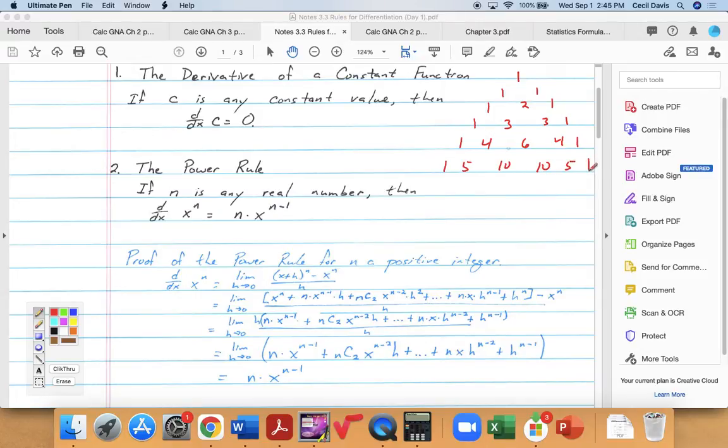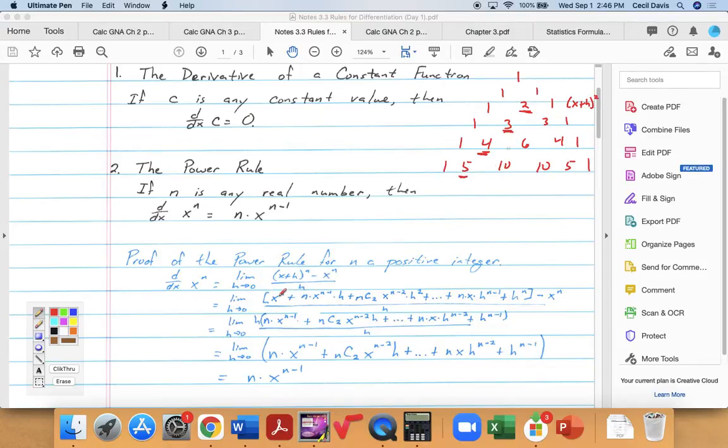Okay. So notice that when you're squaring x plus h, the second term's coefficient is going to be 2. And when you're cubing it, the coefficient is going to be 3. And if you raise it to the 4th power, the coefficient is 4, et cetera. So notice that that is always equal to whatever the power was.